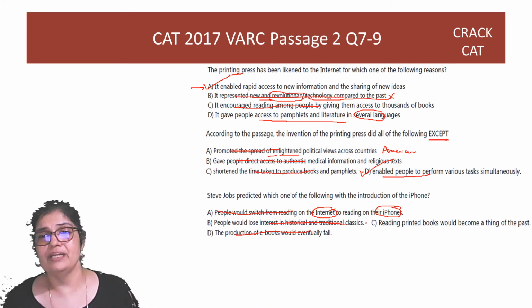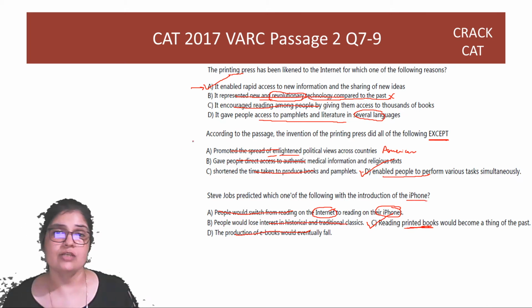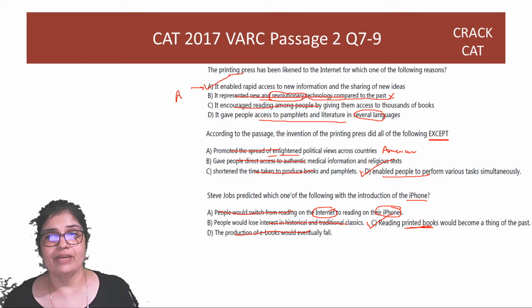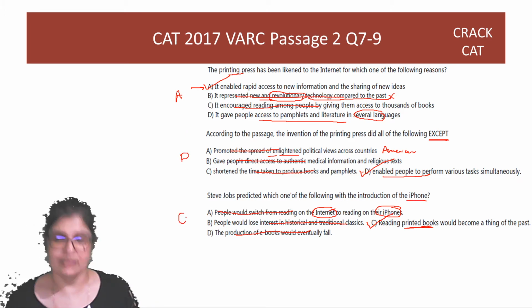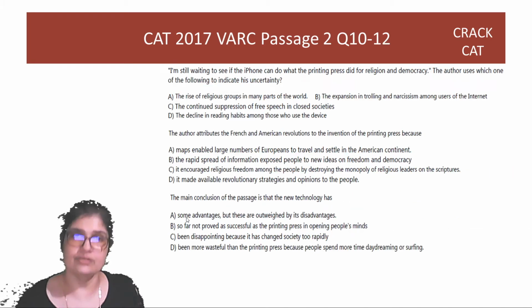C is right. Reading printed books, people will read less of books, printed books. They will read more on the iPhone. So answer is option C. So you have A here, B here, and C. Right? Great. Let's look at the next 3 questions.